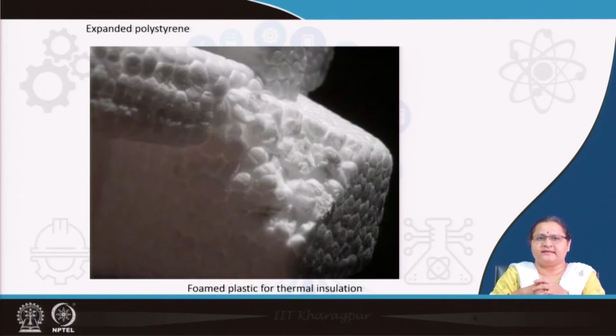You have all seen this, which is expanded form of plastic, polystyrene. We call it regularly, we see it in packaging industry, thermocol. We find it in insulation. This is also plastic. So, you are using plastic as an insulator, that means its thermal conductivity is very low. We have discussed this in thermal insulation, but this is nothing but one kind of plastic.